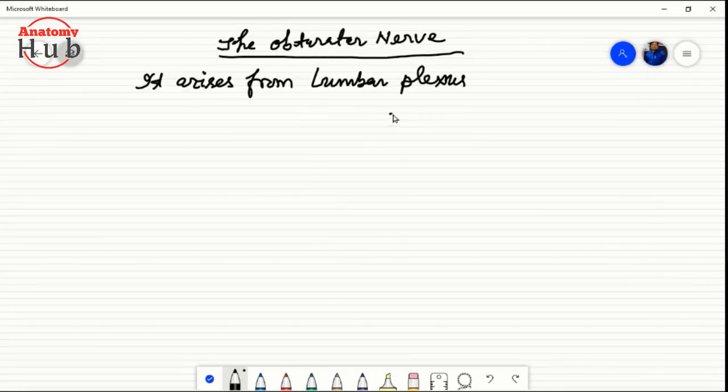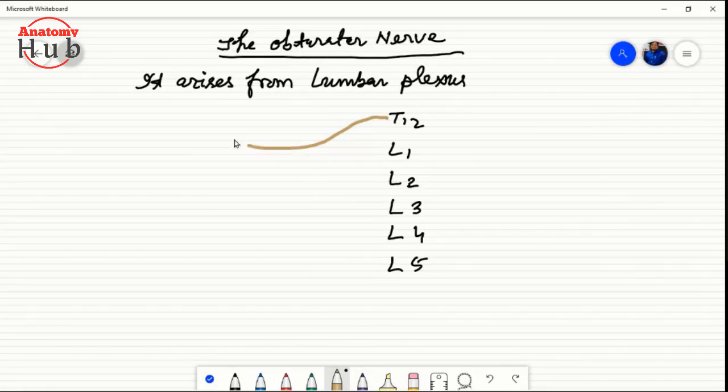How does this lumbar plexus form? Here you just write the T12 spinal nerve, L1 spinal nerve, L2, L3, L4 and L5, right? From the T12 spinal nerve, one nerve is arising. From the T12 we get the subcostal nerve, like your subcostal artery and vein.